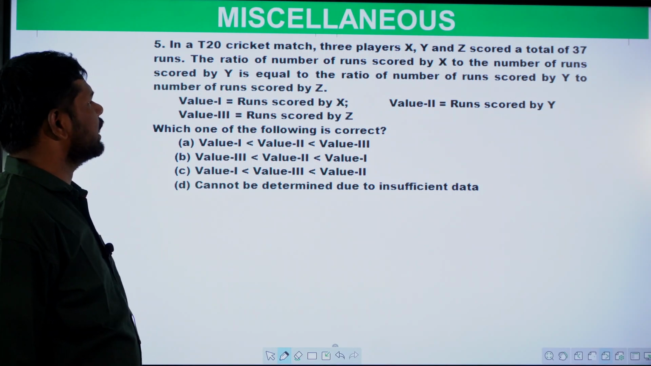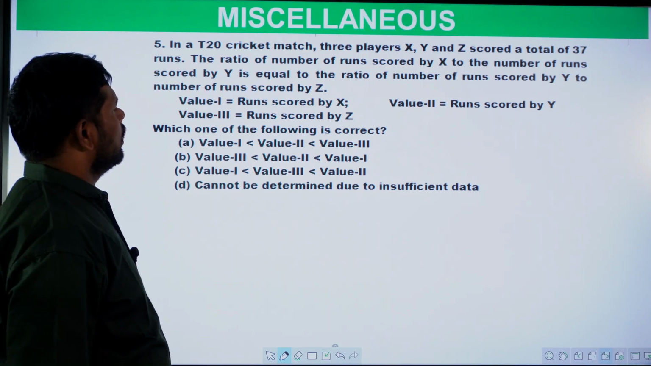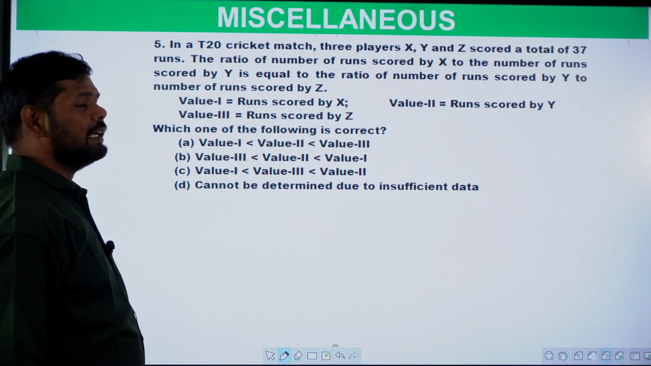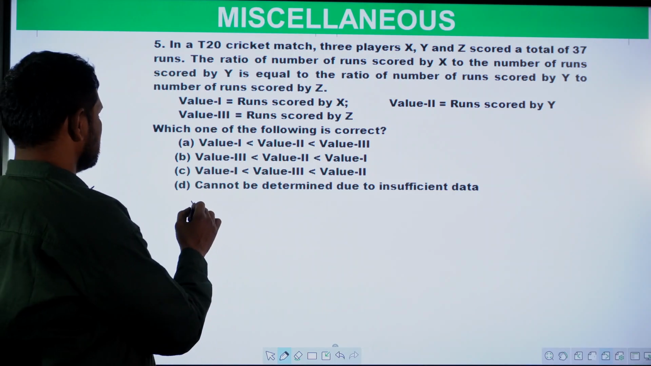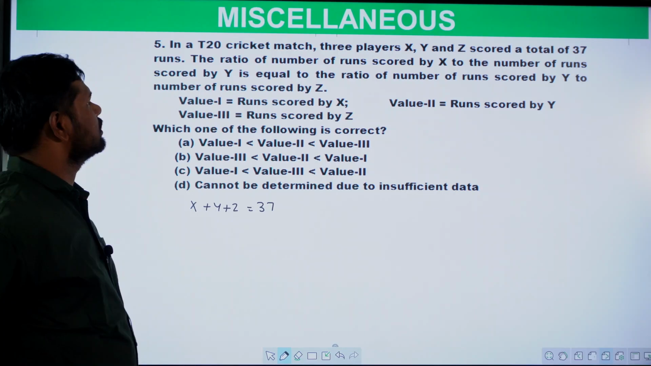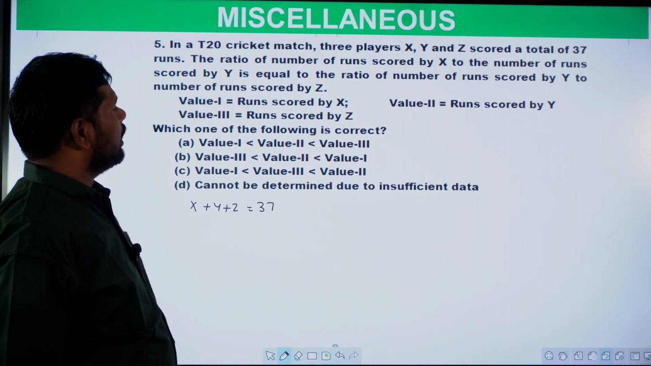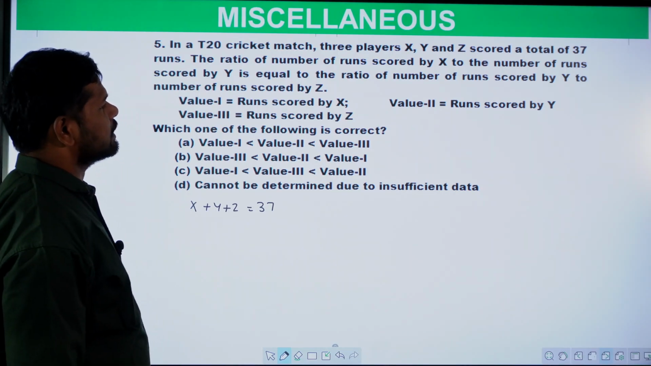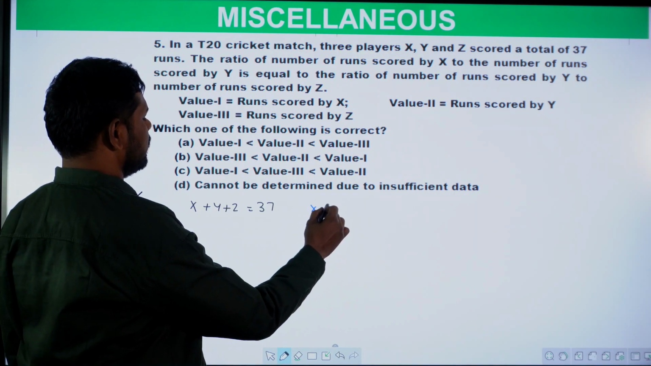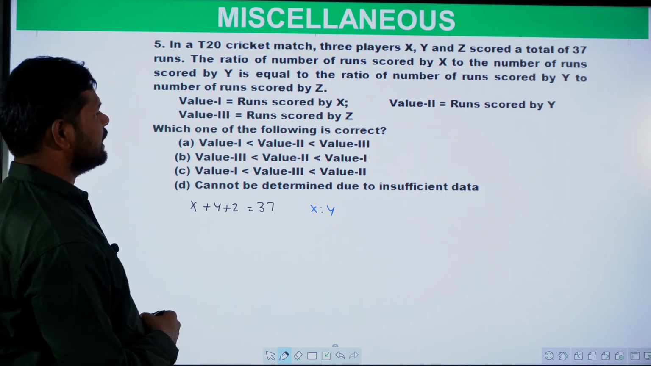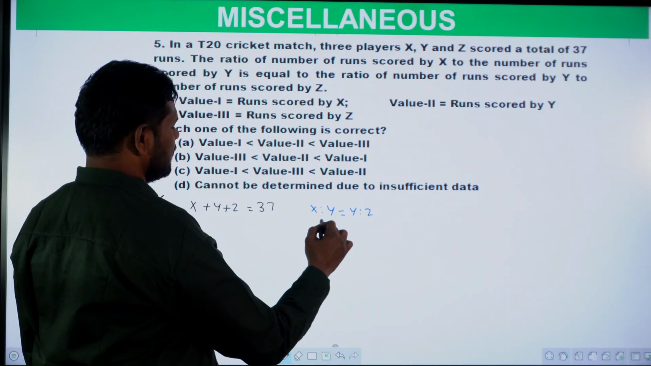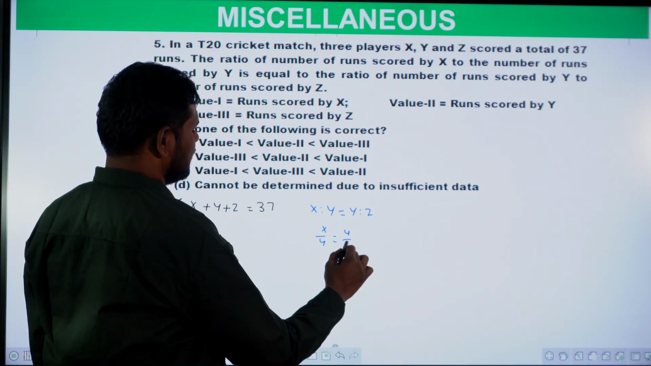In a T20 cricket match, 3 players X, Y and Z scored a total of 37 runs. So X, Y and Z, 3 persons scored 37 runs. The ratio of the number of runs scored by X to the runs scored by Y is equal to the ratio of the runs scored by Y to Z. Here X by Y equals Y by Z is given.